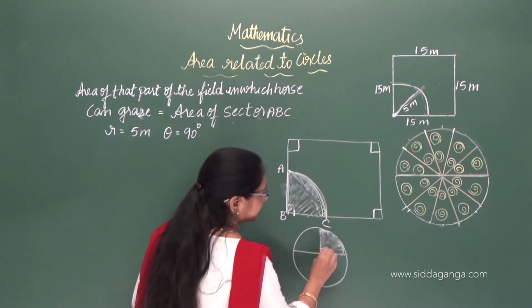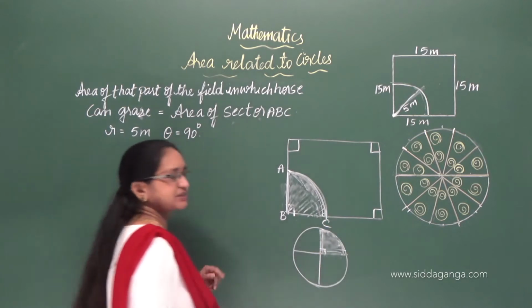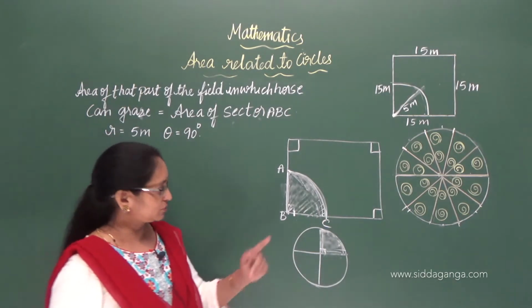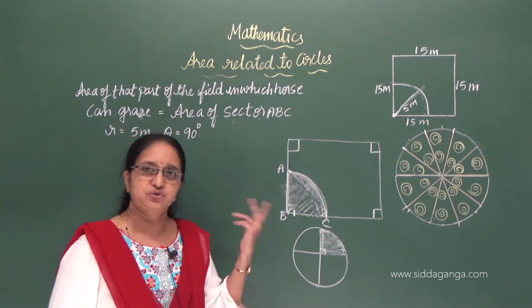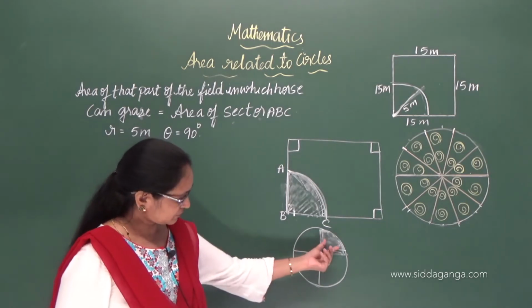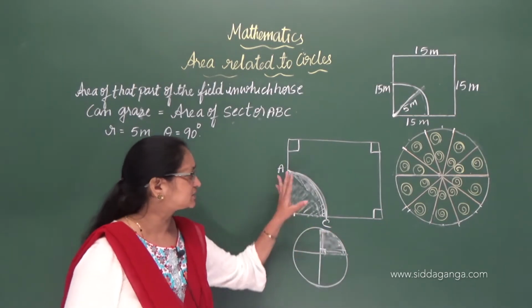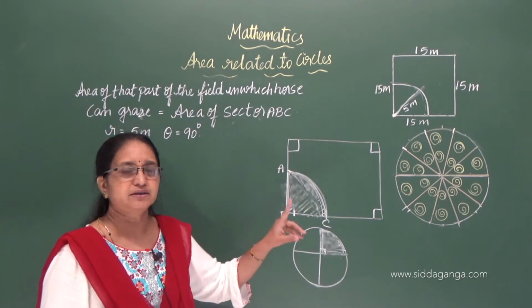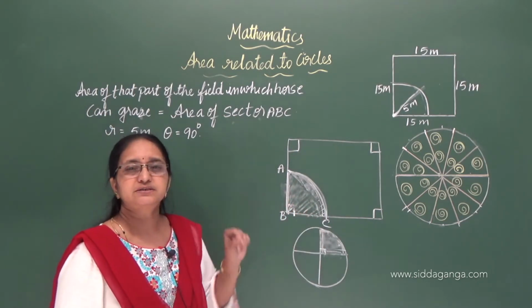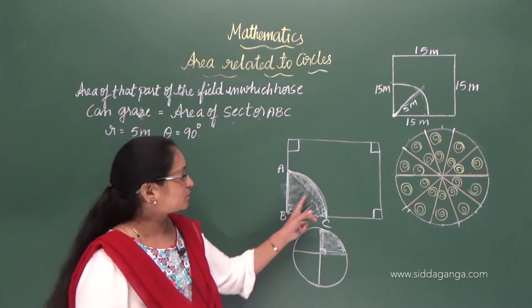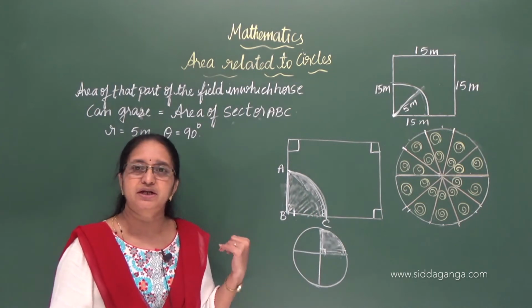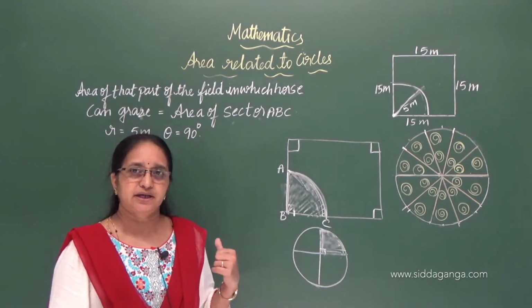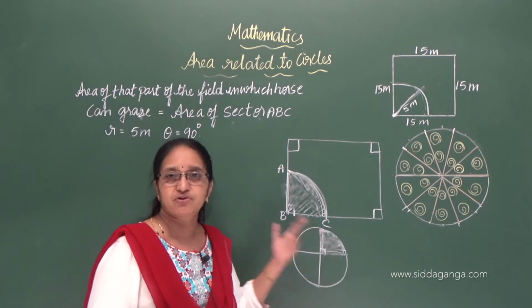So here it is 90 degrees, so it represents the quadrant of a circle. You can do it in two different methods. One is by finding the area of the circle. Here they have not given the circle, but the radius they have given. Radius is how much? Rope is 5 meters. With that you can find out the area of the circle, then divide by 4.